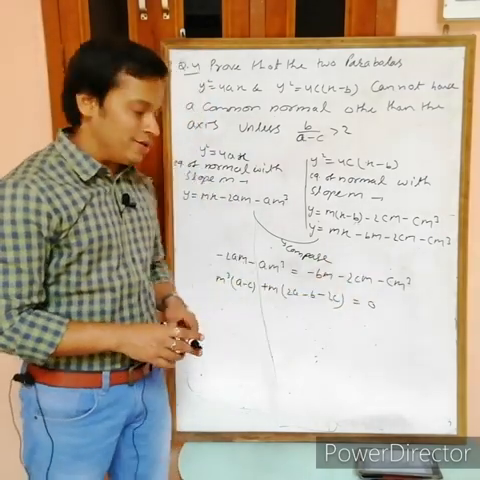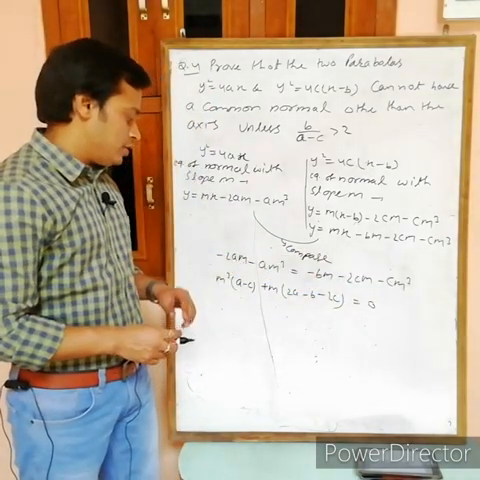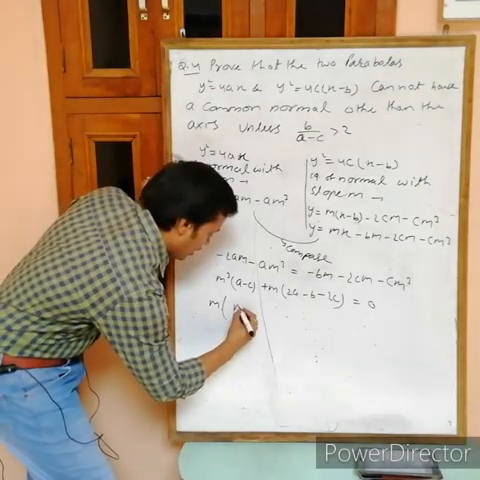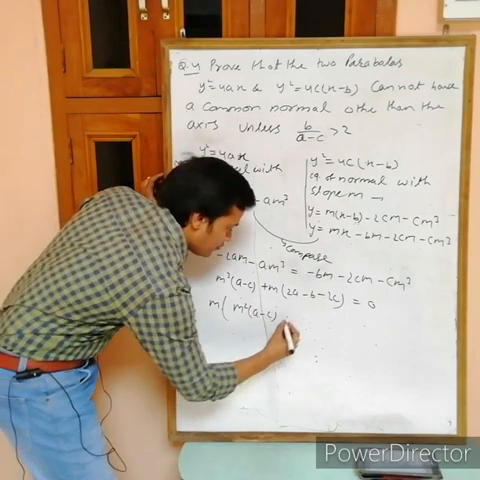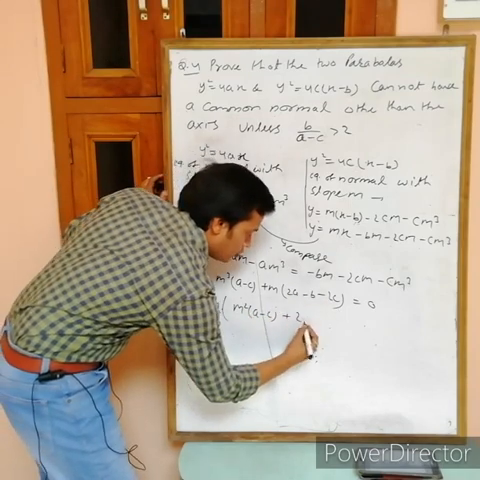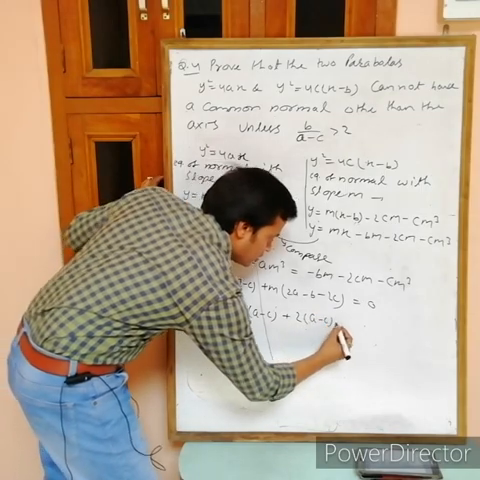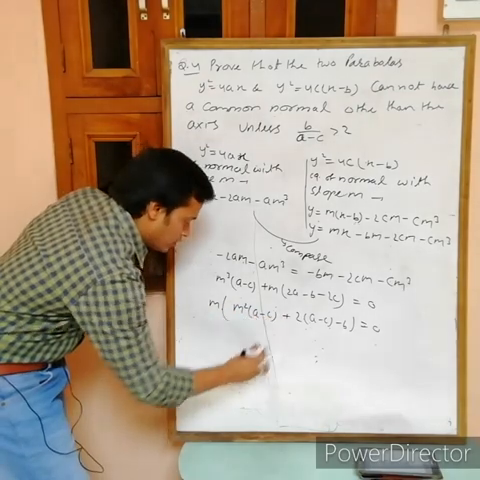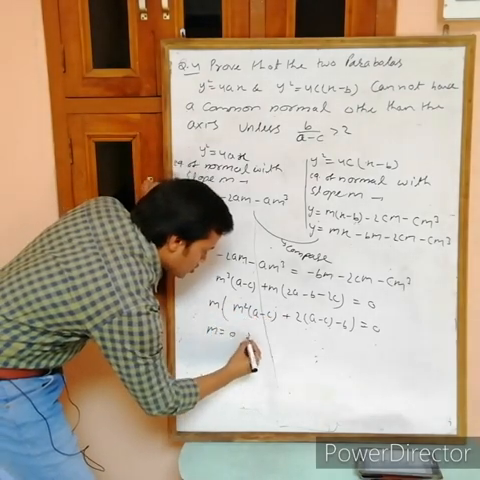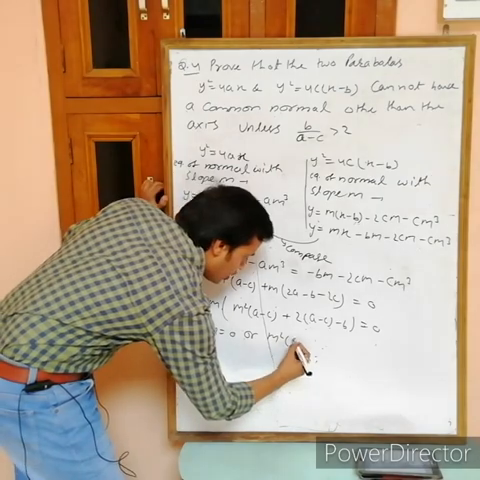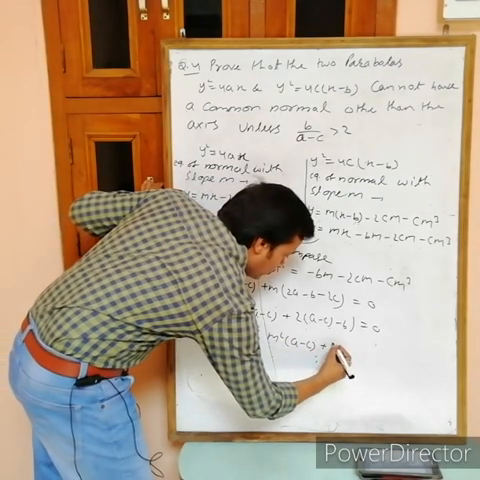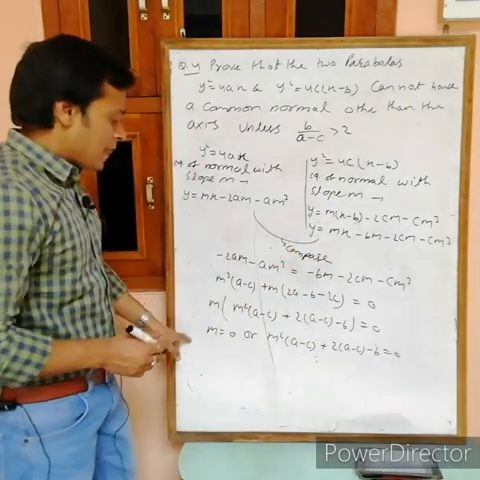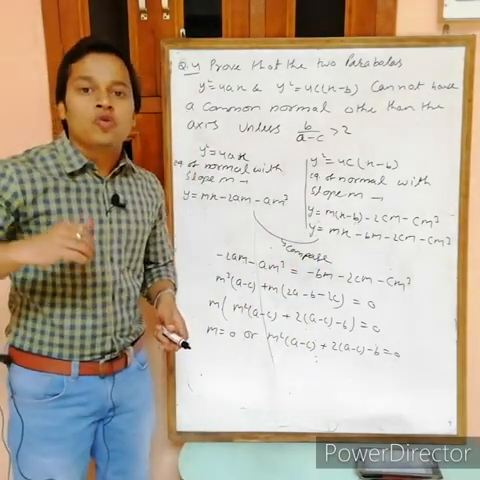First cancel out the minus sign, then take all terms to this side. Then I can take common m. If you take common m, then we get m square into (a minus c). Here only this part remains, 2 into (a minus c) minus b equals 0. Now either this one is 0 or this one is 0. m equals 0, or m square into (a minus c) plus 2 into (a minus c) minus b equals 0.